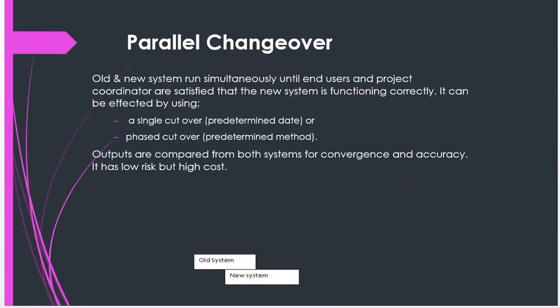You have what is called the parallel changeover strategy. In the parallel changeover strategy, both systems, the old system and the new system, run together at the same time. As they run together, you slowly decommission the old system, or after you're satisfied with how the new system has performed, you can do a complete cutoff of the old system.